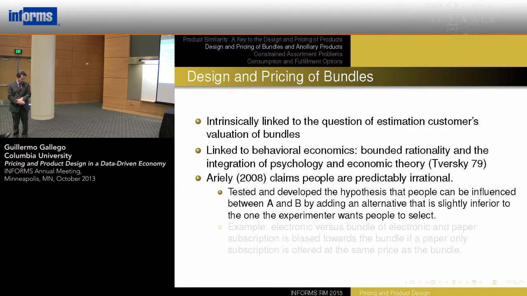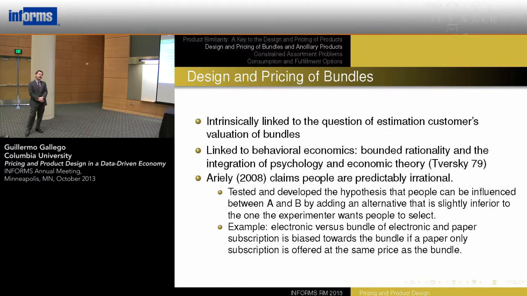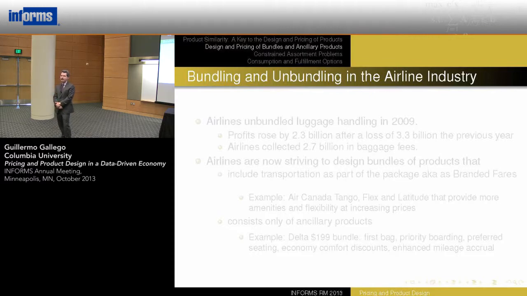And here's a little example that comes from Ariely in a famous experiment where they were comparing an electronic versus a bundle of electronic and paper subscription to The Economist. And they figured they could bias the decision towards the bundle just by offering the paper-only subscription at the same price as a bundle, because then people perceive the bundle as a bargain. Okay. So we've tried to do our analysis, and then at the end, perhaps tweak it a little to take into account bounded rationality. So let me go and talk to you now about bundling and unbundling in the airline industry.